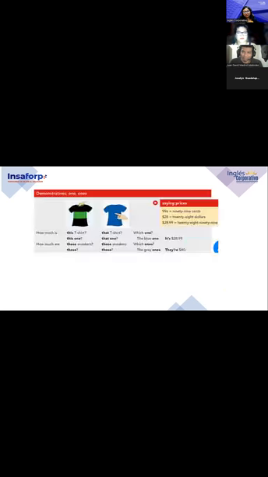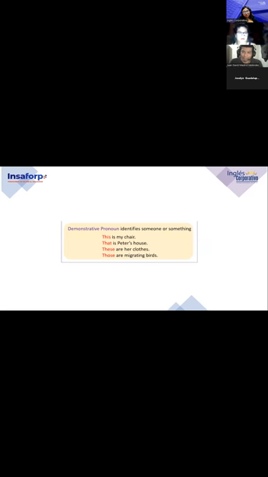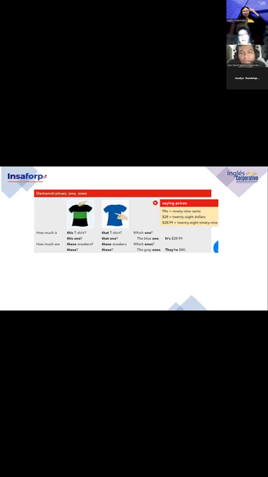Demonstrative. Es lo que les decía. Estos son pronombres. Cuando me sirve como pronombres, me indica, me identifica que algo o alguien. No solo es con cosas, es con personas también. This is my teacher. This is my chair. That is Peter's house. But that's okay. Ese es el ejercicio de ahora. Demonstratives and the use of one and ones.